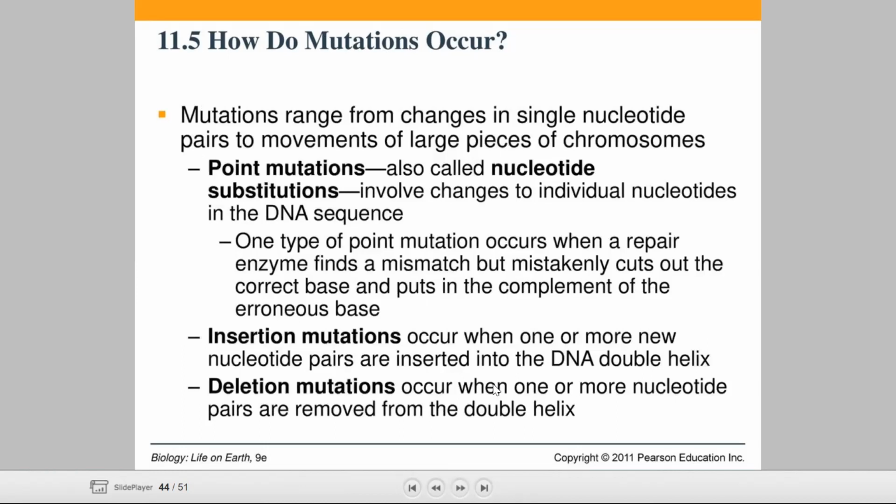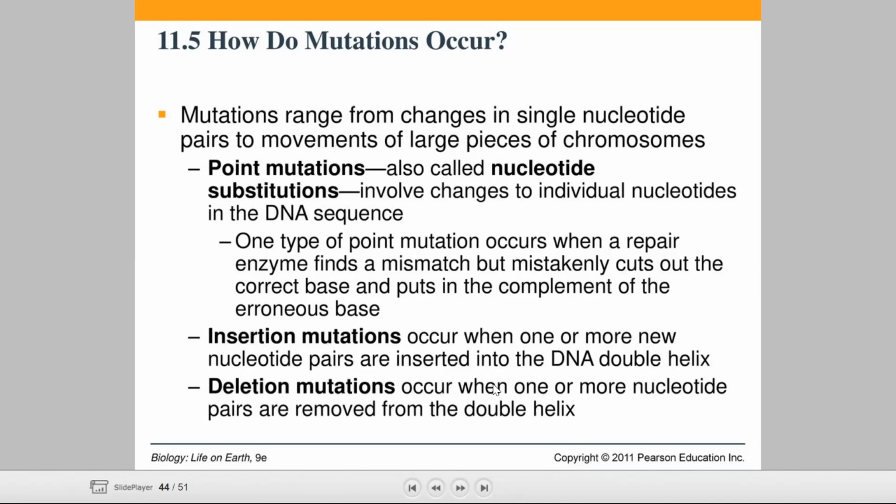Mutations range from changes in single nucleotide pairs to movement of large pieces of chromosome. There are three types of mutation. The first one, point mutation, also called nucleotide substitution, involves changes to individual letters, individual nucleotides in the DNA sequence. For example, one type of point mutation occurs when a repair enzyme finds a mismatch but mistakenly cuts out the correct base and puts in the complement of the erroneous base.